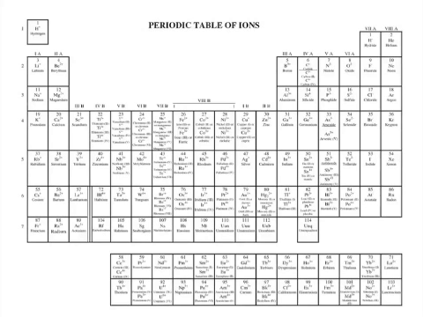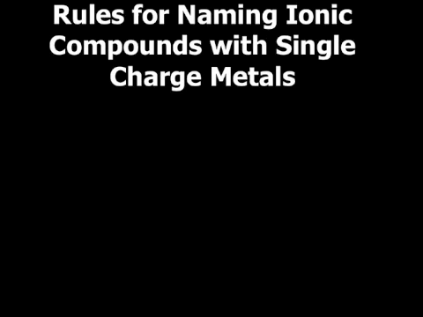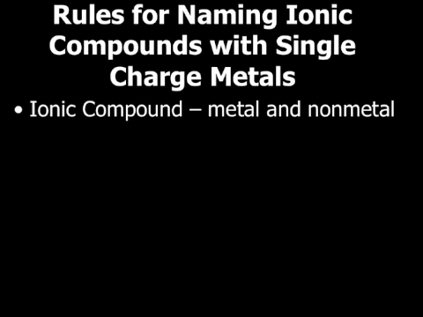Hi, this is Mrs. Basden, and in this screencast we're going to learn how to name ionic compounds that have single charge metals. So again, just as a review here, an ionic compound is something that has a metal and a nonmetal. So when you have a substance that has a metal and a nonmetal and you're looking to give it its chemical name, these are the rules that we're going to follow.